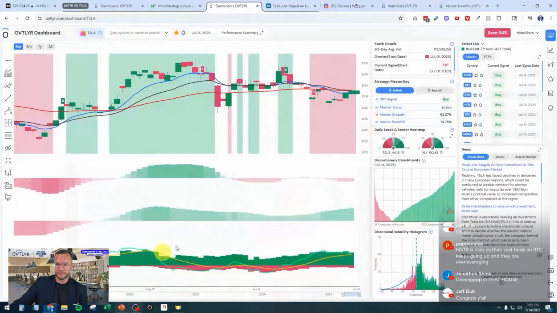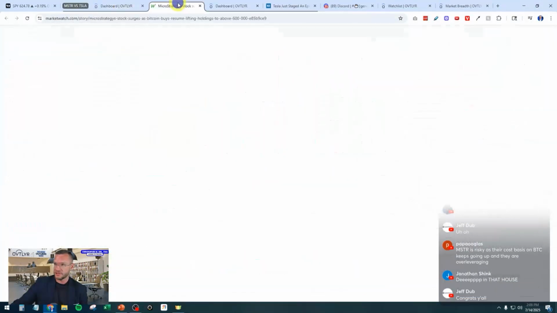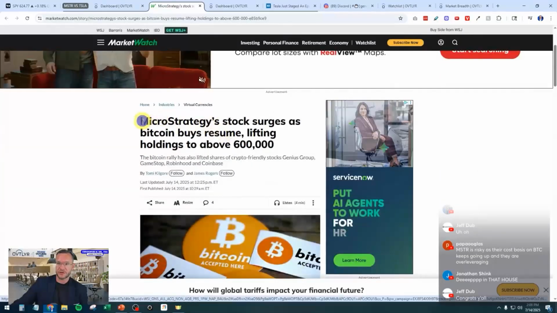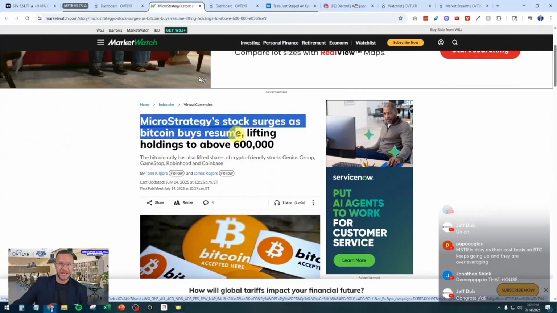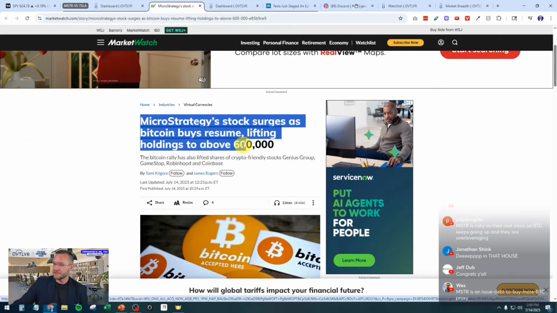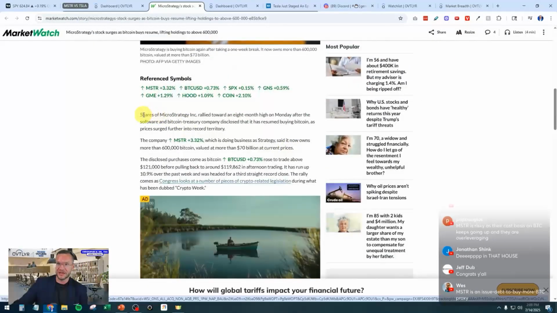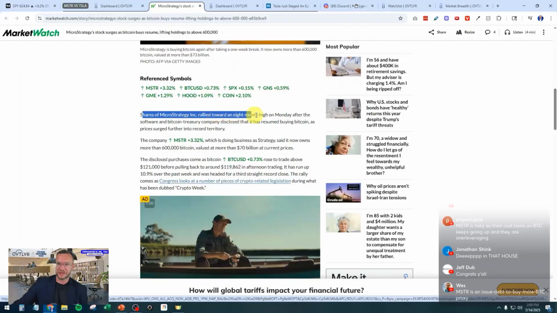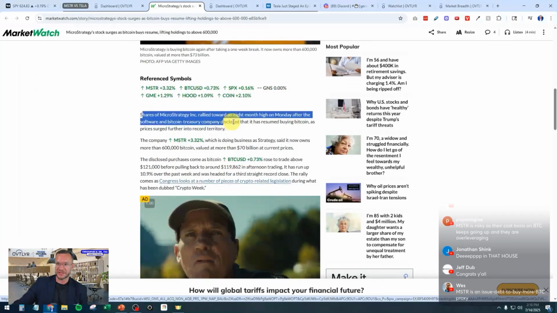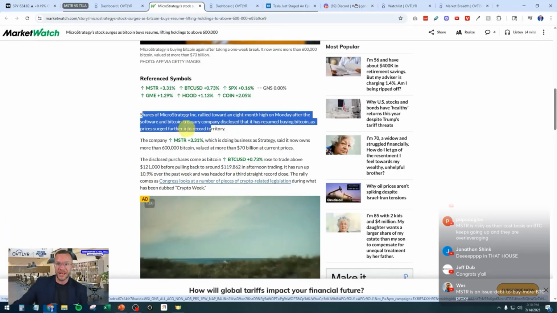Let's continue on. MicroStrategy does have some news, right? MicroStrategy stock surges as Bitcoin buying resumes, lifting holdings above 600,000. Oh my goodness here. Shares of MicroStrategy rallied toward an 8-month high on Monday after the software and Bitcoin treasury company disclosed that it has resumed buying Bitcoin as prices surged further into record territory.